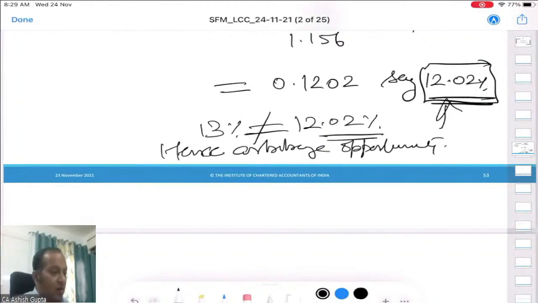Okay, student. Now with this we come to the end of our concept on the yield curve and the term structure. The question that we were discussing basically was question number 6. So I will continue this question after a small break of 10 minutes. So student, we are going for a small break, and I will come back at around 8:40.